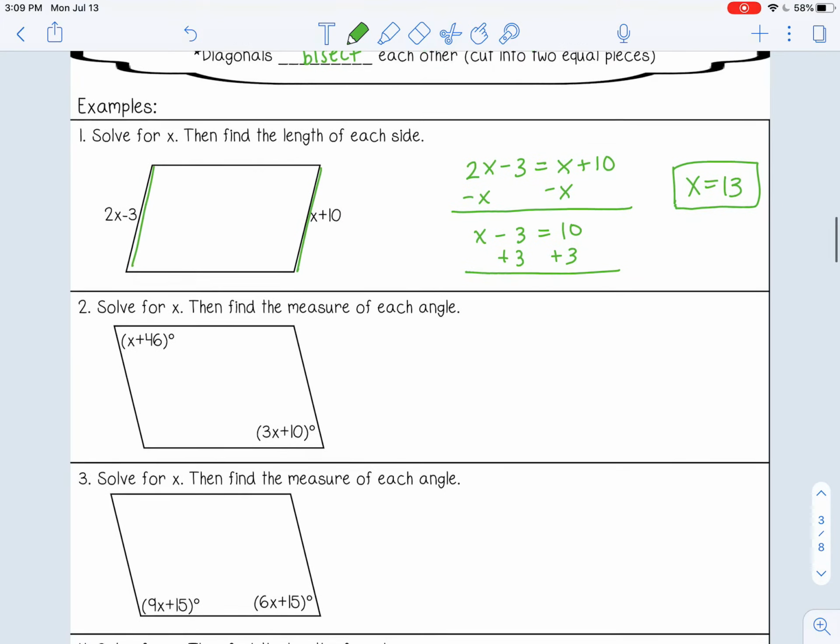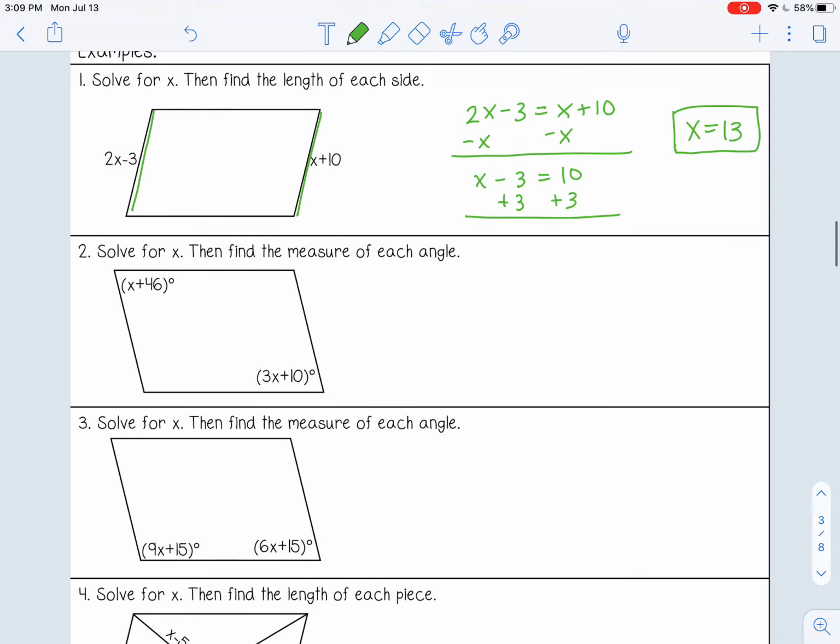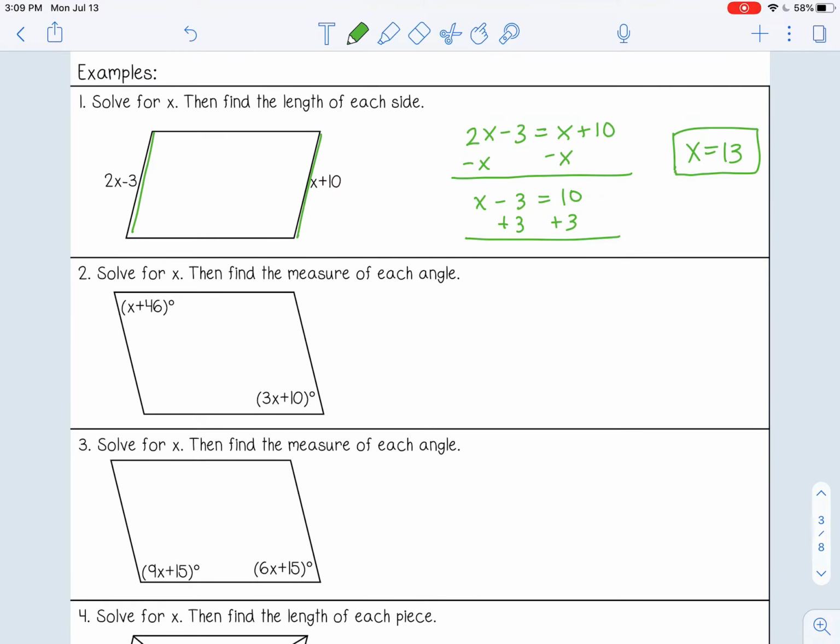All right, on number 2, solve for x. Oh, sorry, back to number 1. We need to find the length of each side. So we're going to substitute 13 in for each expression. So 13 plus 10, that would be 23. And we know the opposite side has to be the same, so it will also be 23.